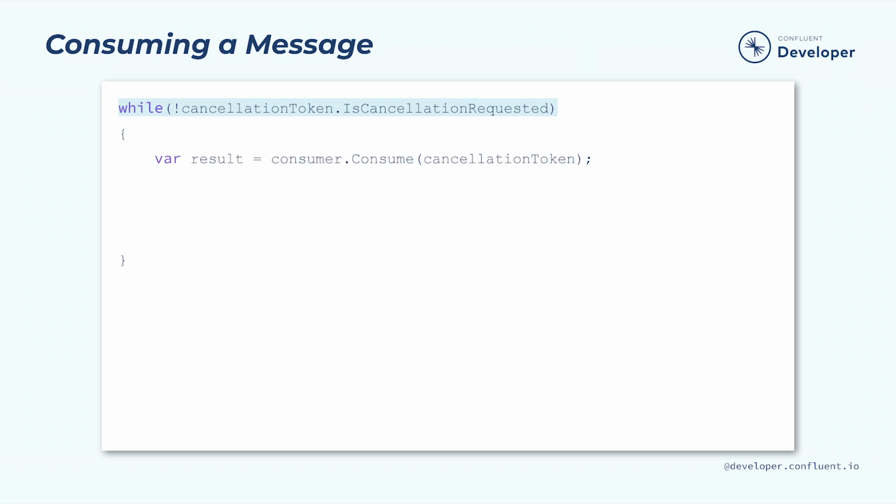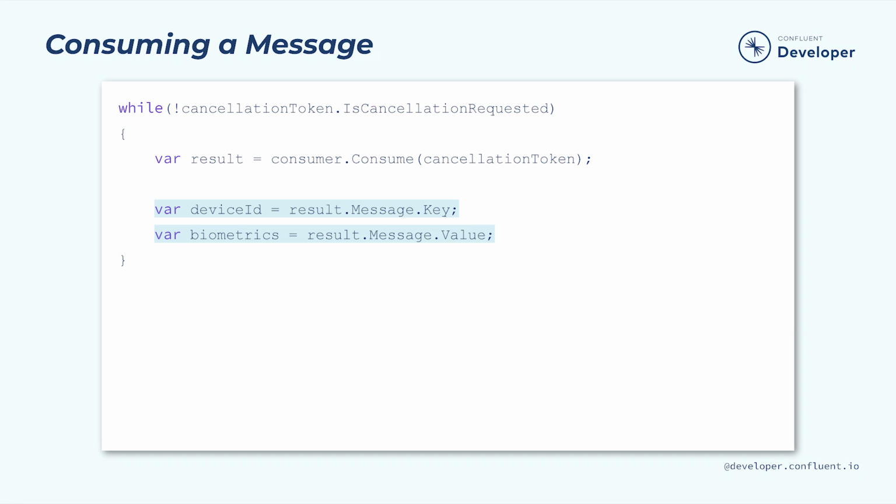The Consume method only returns a single message. As a result, it's common to wrap it in a while loop using a cancellation token to terminate the loop if necessary. Once we've received something from the topic, we can extract the full message from the result, including both the key and the value.